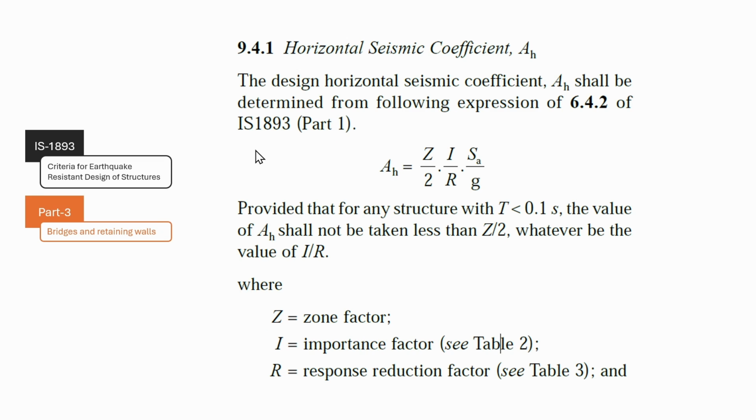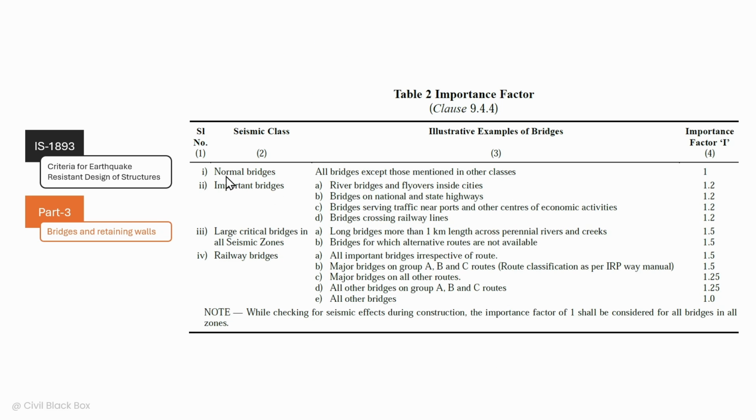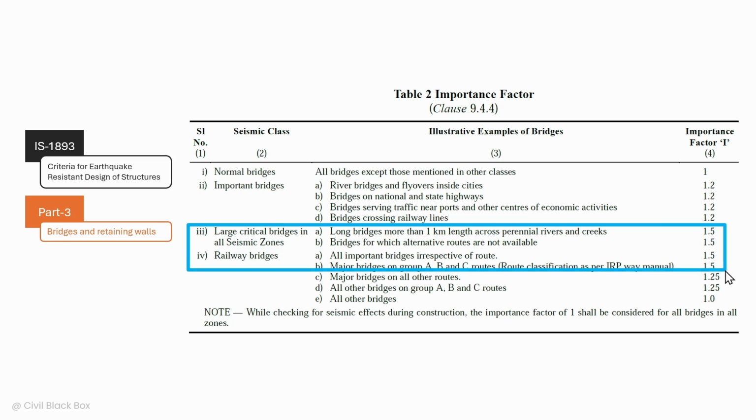Let's head over to part 3, where 9.4.1 talks about again the same formula, which you can see: AH is Z by 2, I by R, SA by G. Right here it is saying that the importance factor is taken as per table 2. If you head over to table 2, you can see for the normal bridges, that is all bridges except those mentioned in other classes, we get a factor of 1. For the important bridges, which have a value of 1.5, I'll just mark it quickly. So these are everything which have an importance factor of 1.5.